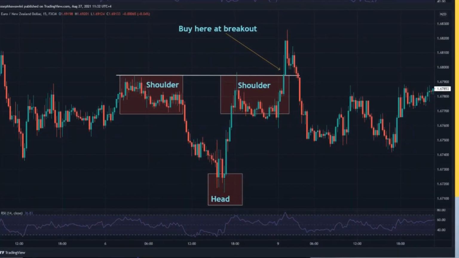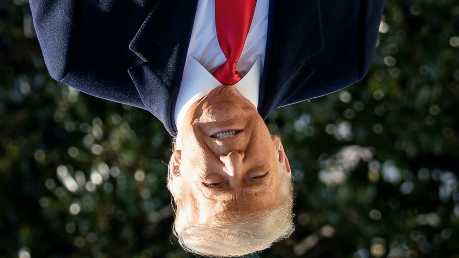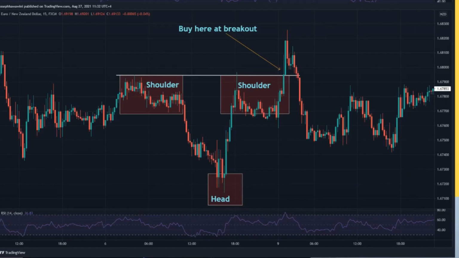Here is an inverse head and shoulders. It's the complete opposite, and it's the same concept. There's the left shoulder, the head, and the right shoulder. So inverse head and shoulders is the opposite of a head and shoulders. Here you would buy at the break of the resistance of the shoulder.